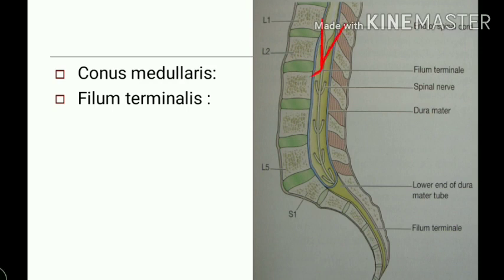After the conus medullaris you can see here, there is a non-nervous filamentous extension. This is made up of pia mater and is known as filum terminalis. You can see here this is filum terminalis and this is conus medullaris.